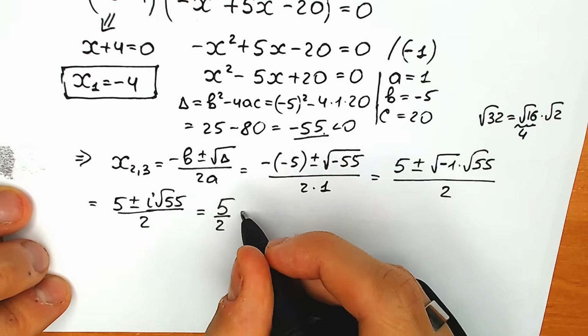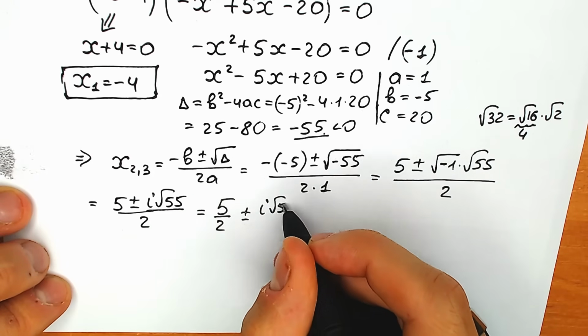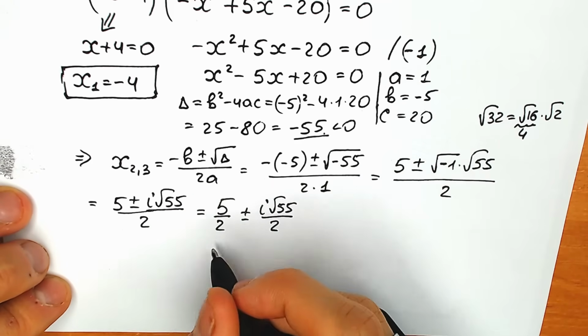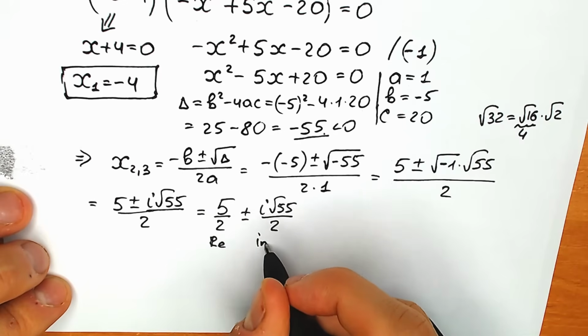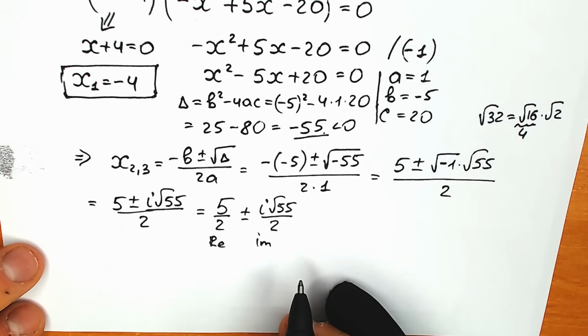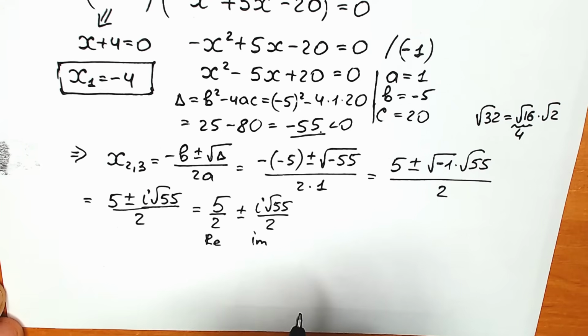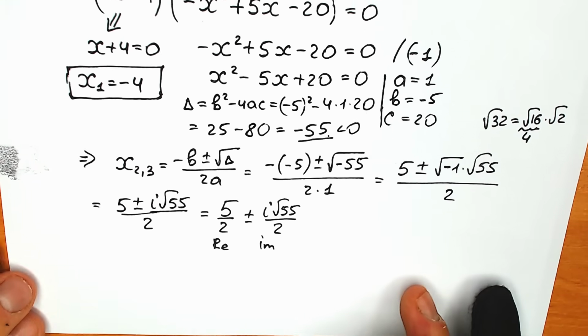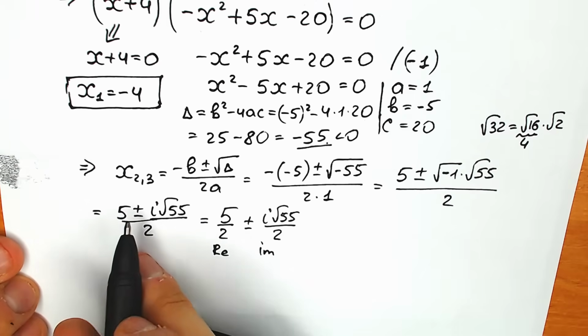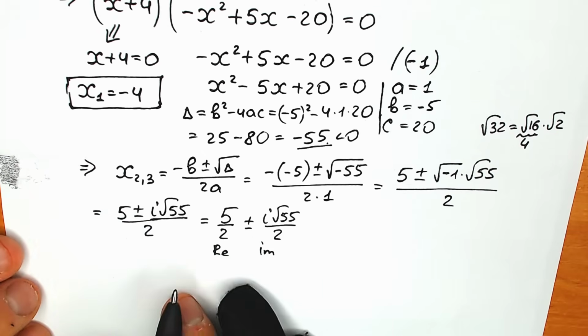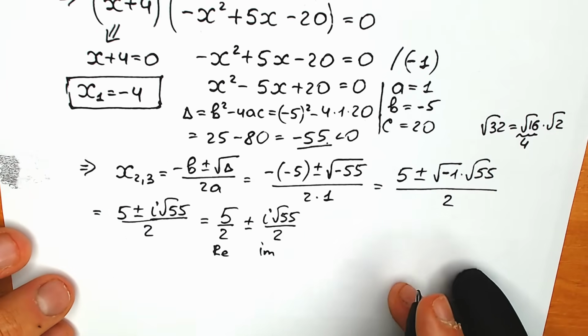So we have 5/2 plus minus i square root of 55 over 2, and right here we have the real part, and right here we have the imaginary part. Of course, it's up to you how you prefer writing your final answer. So let's write our final answer. We have two complex roots and one real number root, and then of course we will check our answer.